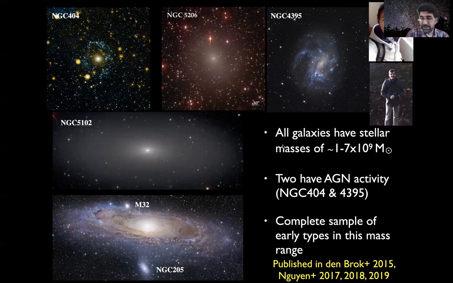And 2 of these have AGN activity, and they represent a complete sample of early type galaxies in this mass range within the local volume. And these are published in several papers.